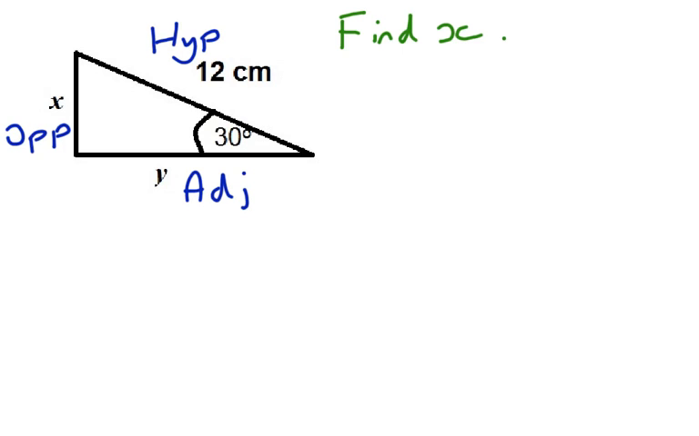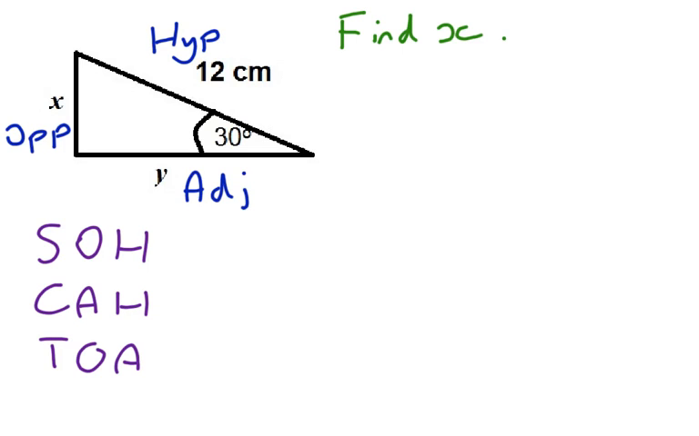Okay, the next thing we're going to need to do is to remember our little word SOH CAH TOA. And that, remember, is how we remember which trigonometric function we're going to be using. Now, we're looking to find x, which is the opposite side, and we know the hypotenuse. So we've got O and H, so we're going to be looking at SOH.